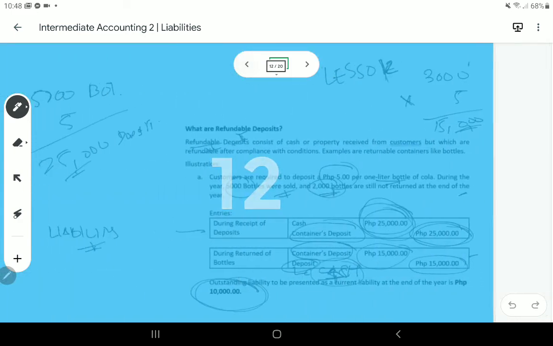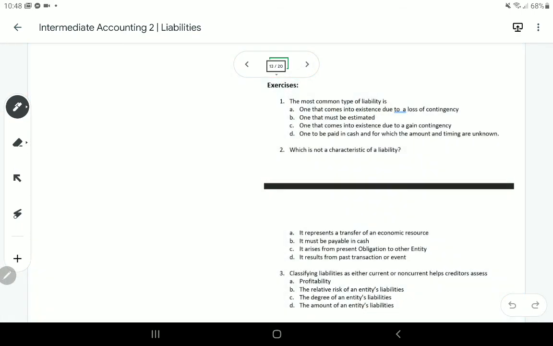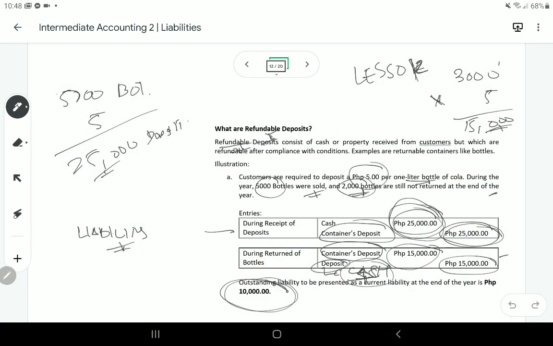Okay? So, I guess that ends the discussion part of the liability. So, we are done with one chapter of the book. No? Next discussion, we will try to answer the exercises. Okay? We will try to answer these exercises to supplement our understanding. Okay? So, see you in the next part of discussion class.